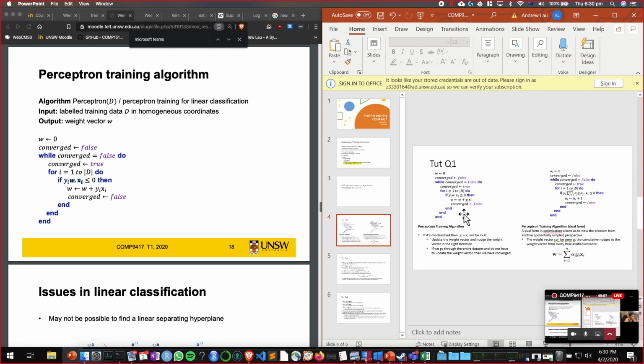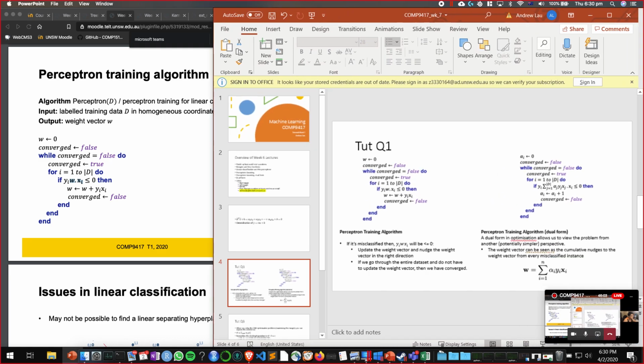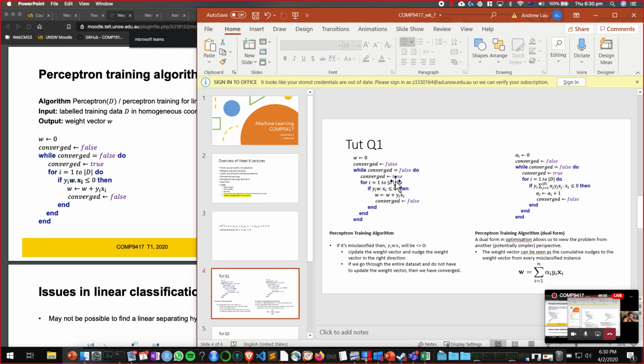Actually, I have it here. Yep. So this actually relates to the first tutorial question. So maybe I'll just blow this up a little bit. Yeah. So if it's misclassified, this and this will be negative. Why? Because think about it. Let's say the y is actually positive, then this is positive.